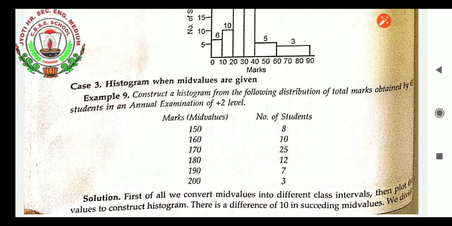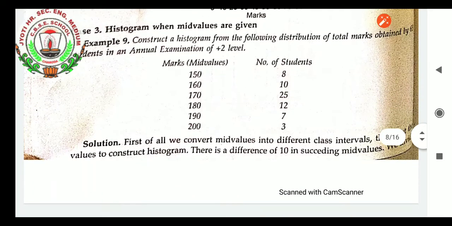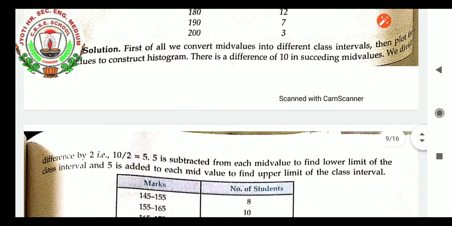When histograms are drawn with mid values, first of all the mid values have to be converted into class intervals, then they will be used for drawing the graph. Mid values are there, number of students are given. First we convert mid values into class intervals, then plot the values to construct the histogram. There is a difference of 10 in succeeding mid values. We divide the difference by 2.